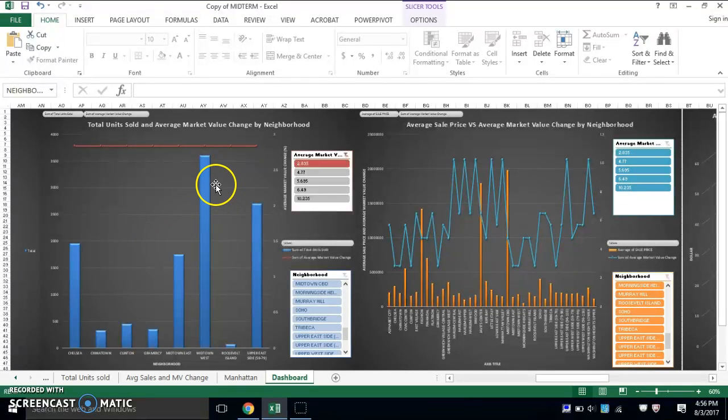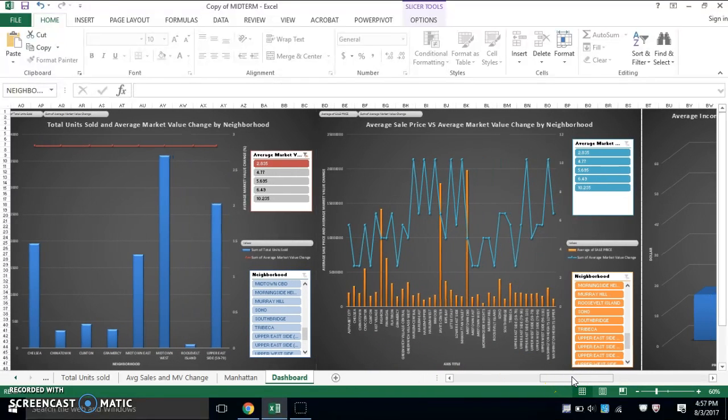And let's say look, Midtown West, there's 3,598 units being sold in the last year, which is a decent amount of units, but there's only a market value change of about 3%. That might be a great area to open a business.